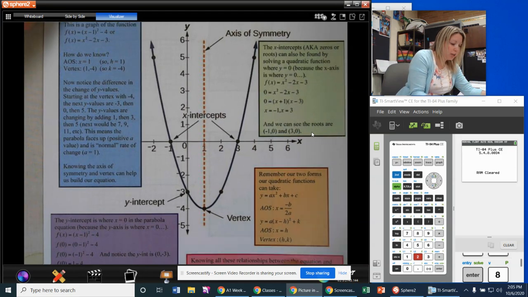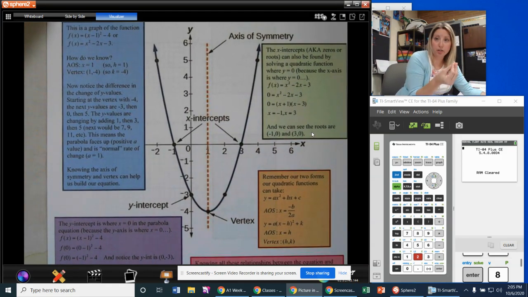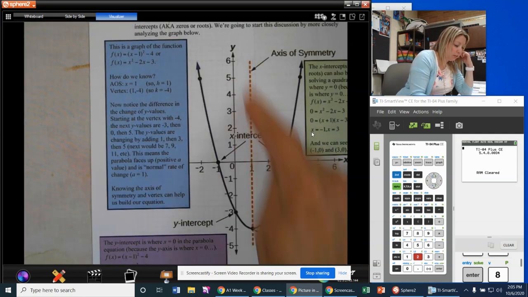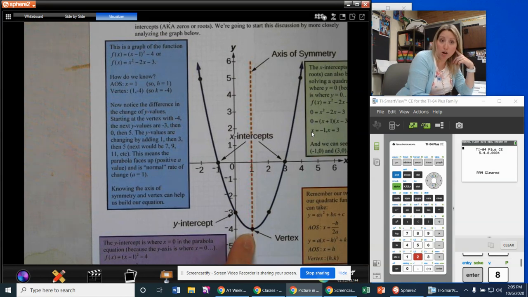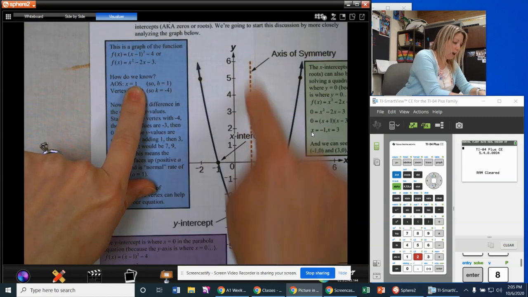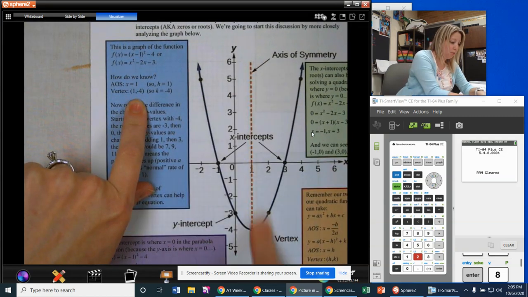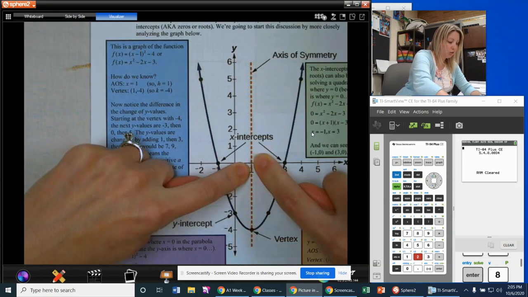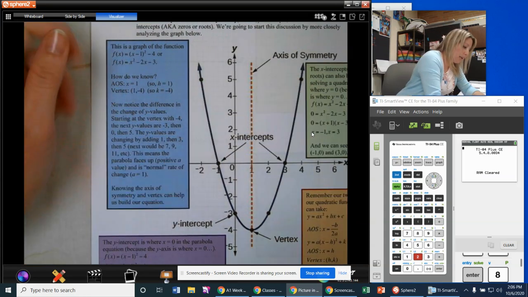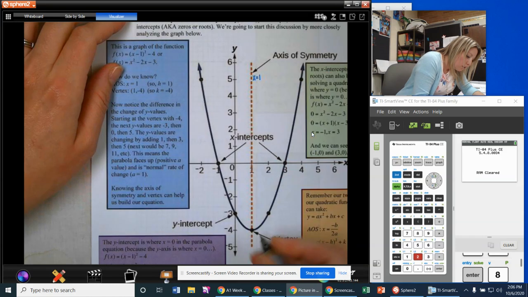What we know of this particular parabola, because we've already looked at it in vertex form and in standard form in the last lesson, is that its vertex is at (1, -4). I have that listed right here. Its axis of symmetry is x equals 1, because that's the straight up and down vertical line that touches the x-axis only at an x-intercept of 1. So that's why I know this is x equals 1. Here, let me label that: x equals 1, vertex of (1, -4).